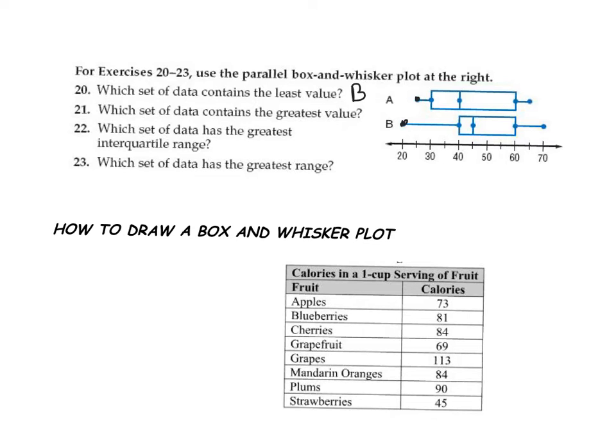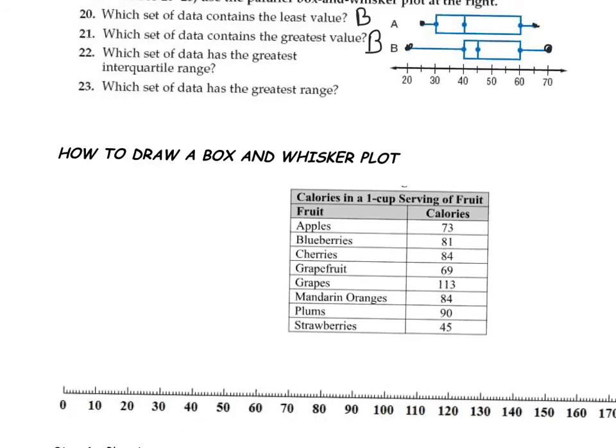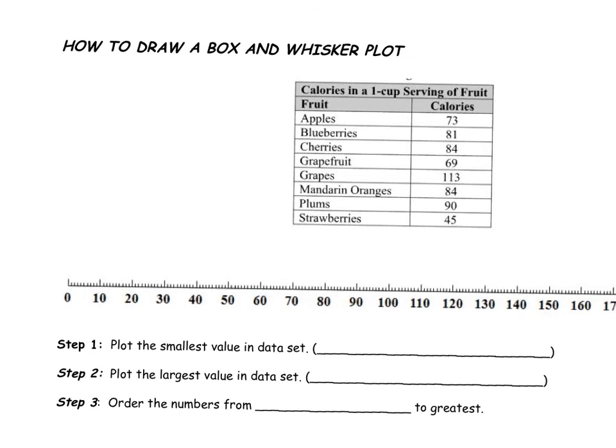Now we're going to see who's got the greatest. A looks once again like it's about at 65, and B looks like it's at 70. So B would also contain the greatest value. The other 2 questions we're going to come back to later, because we want to focus now on how to draw a box and whisker plot.